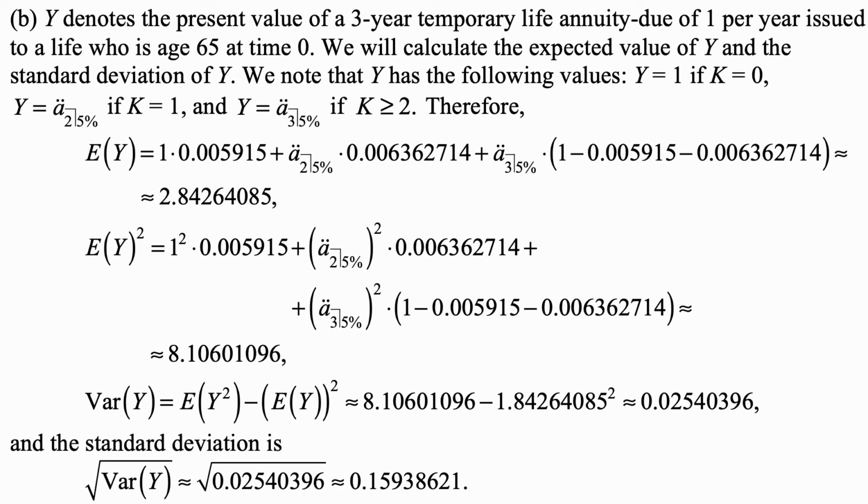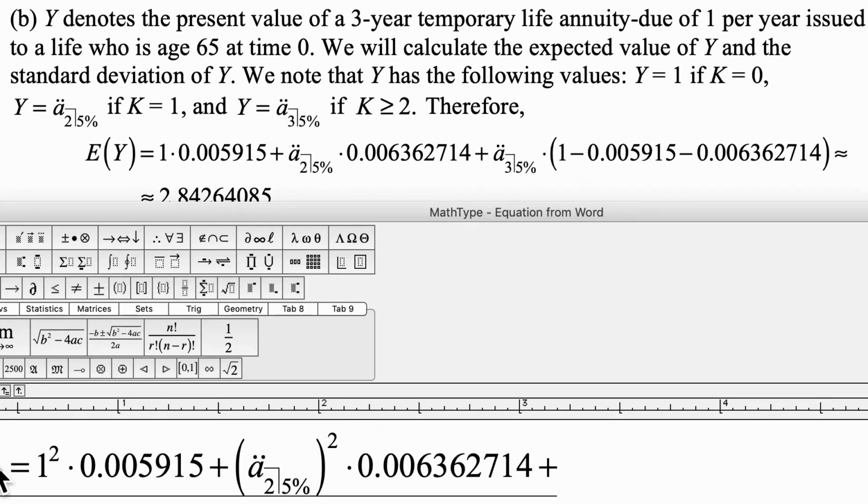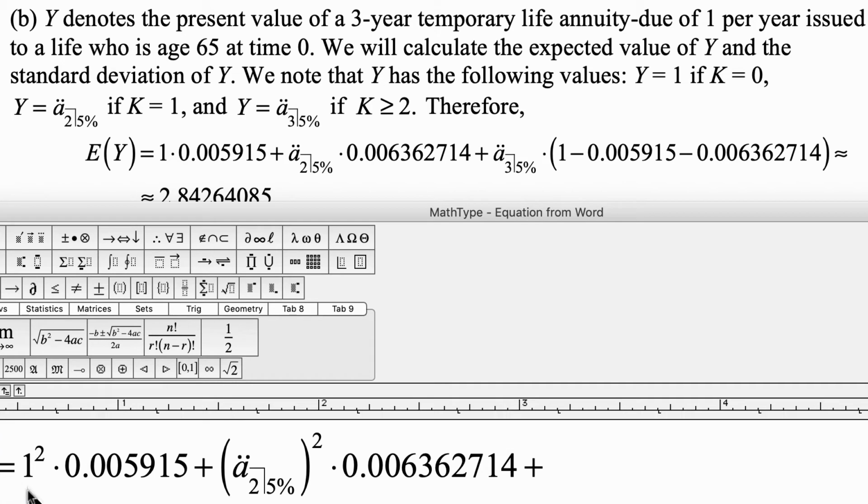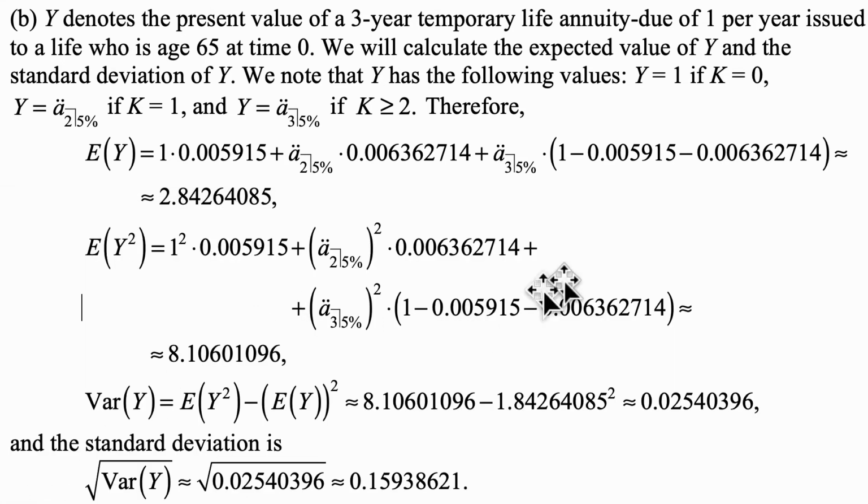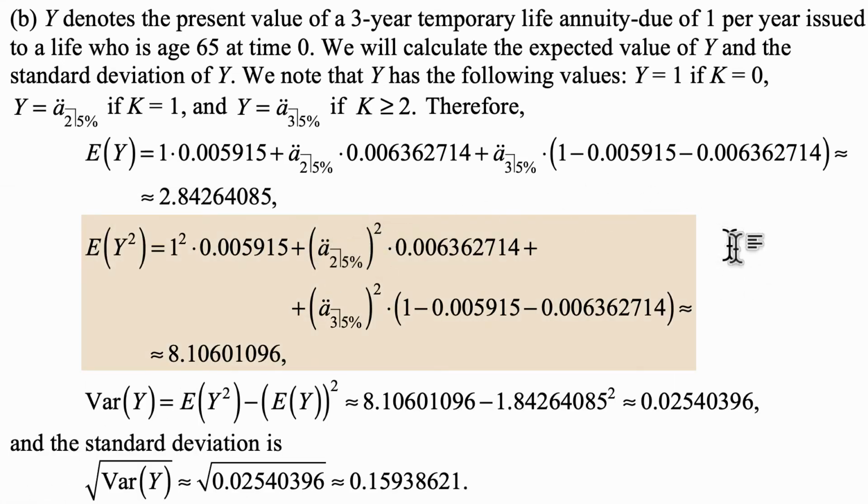And I have a typo here, my apologies. That's E of Y squared that we calculated, not the mean of it squared. So this calculation is E of Y squared, the second moment. It's just the squares of the values times their probabilities, and we get this. And then the variance is E of Y squared minus the mean of Y squared. We just plug in the values we just calculated.